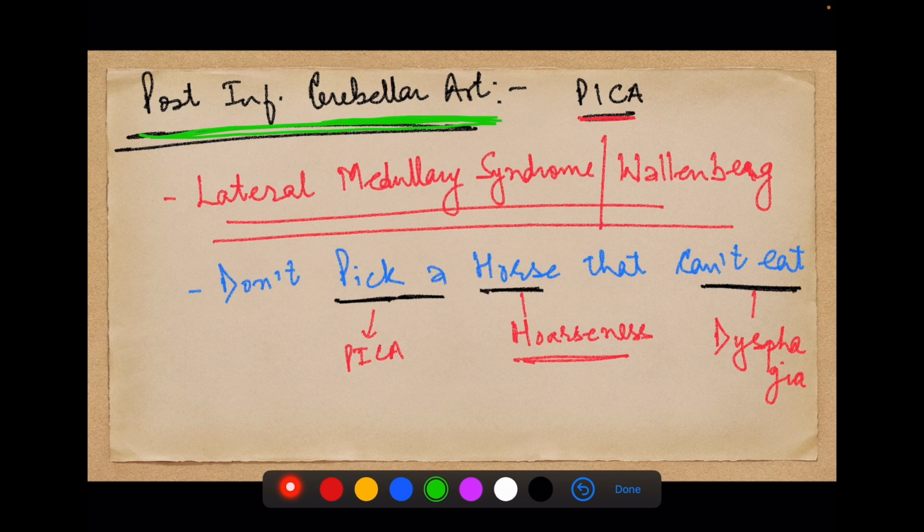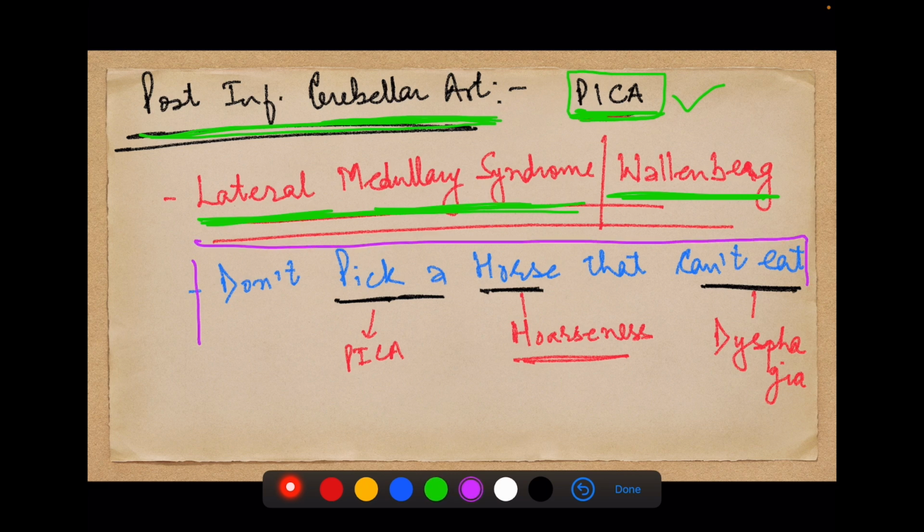Now the posterior inferior cerebellar artery supplies the medulla, and a lesion affects the lateral aspect of the medulla. That's why it is known as lateral medullary syndrome, or it is also given the other name, the Wallenberg syndrome. The mnemonic for this one is PICA: don't pick a horse that can't eat.